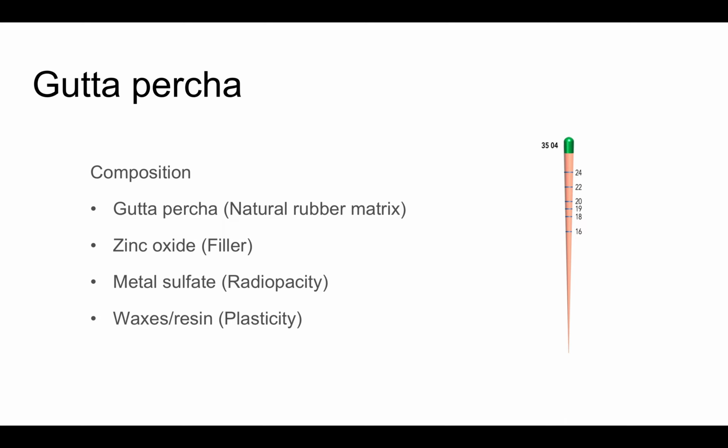Gutta percha basically is composed of the gutta percha plant, which is a naturally occurring rubber. It's a matrix. For the filler, they add zinc oxide, and for the radiopacity, they add some metal sulfate, such as strontium sulfate or barium sulfate. And finally, resin or waxes are added for maneuverability and plasticity so we can handle the gutta percha well inside the canal and outside the canal.